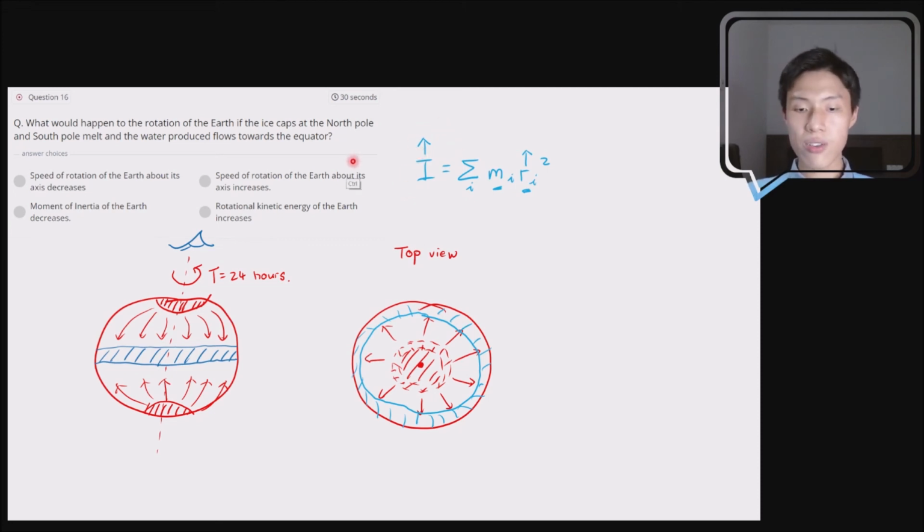So if we know that already, straight away we can cross out some of the answers here. I believe you can know that "the moment of inertia of the earth decreases" is wrong. In fact, it should increase. Okay.